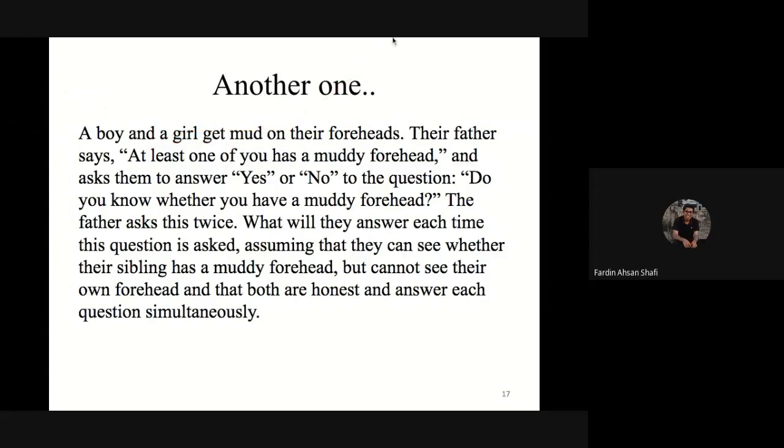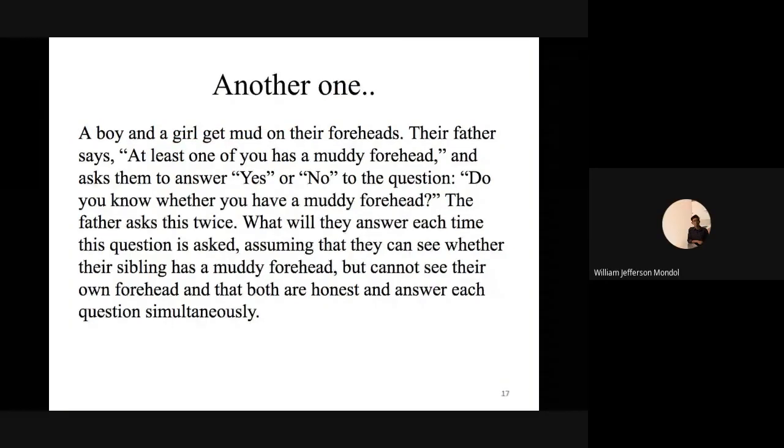Miss, I changed Fardin's answer. Come again? I want to actually expand on Fardin's answer. Yes, go ahead, William. The father, I can say yes also, at least one of you has a muddy forehead. So, basing on that, they thought that maybe one of them has it. So they look at the other person and they see they have a muddy forehead, and they just assume that they don't have the muddy forehead.